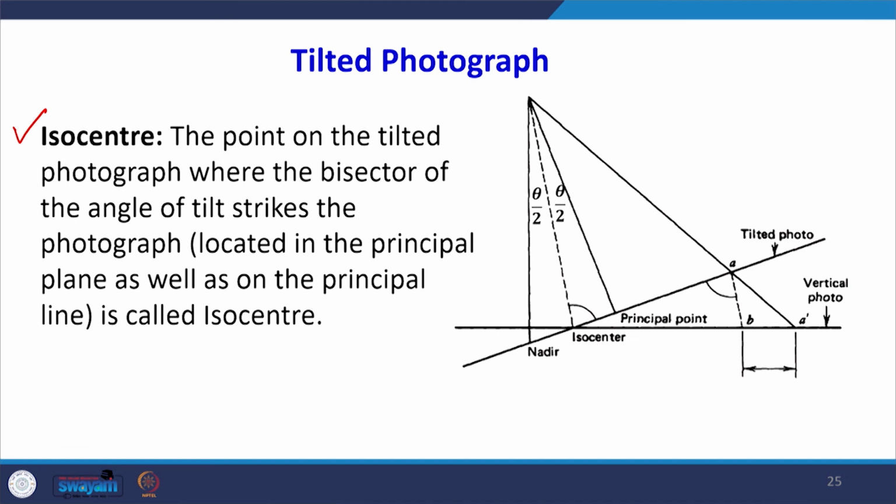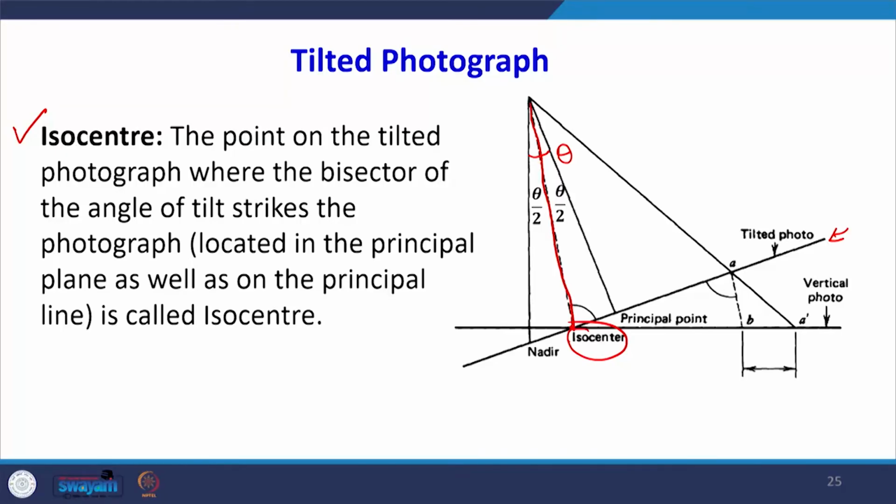So, we know what the angle of tilt is. Now, this was my angle of tilt, and if I take the bisector of the angle of tilt, this is the line which is bisecting the angle of tilt. It will cut the photographic plane, this is the tilted photographic plane, at a point, and that point is known as the isocenter. So, I will simply take the bisector of the angle of tilt, and it will meet the photographic plane and locate the isocenter. Once I locate the isocenter in a tilted photograph, I can carry out all the measurements with respect to it. So, that is all about this lecture.